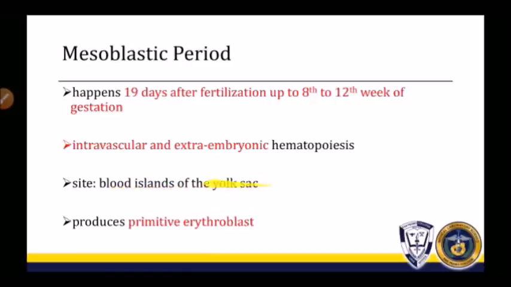So, since it happens in the blood islands of the yolk sac, it is considered to be an intravascular and an extra-embryonic hematopoiesis.